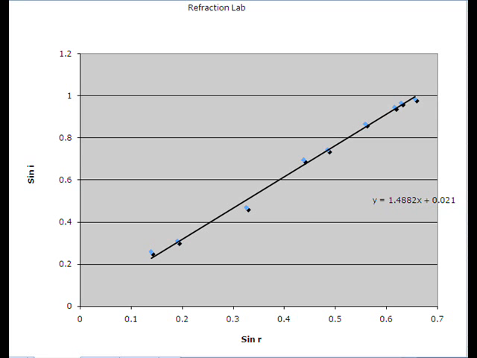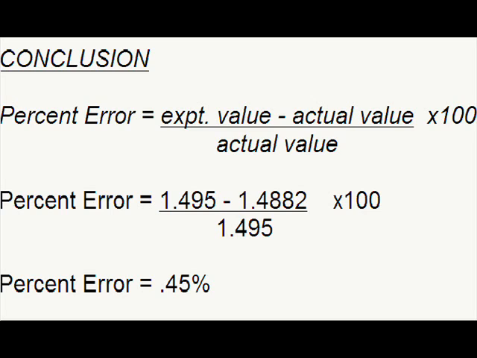The feature of the graph that gives you the refractive index of perspex is the slope, or 1.488. According to our results, the refractive index of perspex is 1.4882. However, the actual refractive index of perspex is 1.495, giving us a 0.45% error, which is very good.